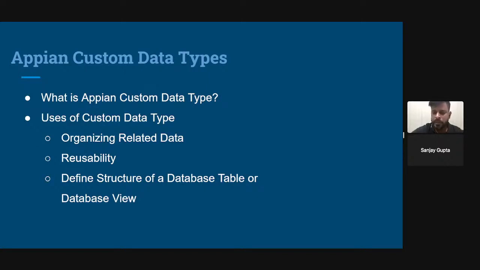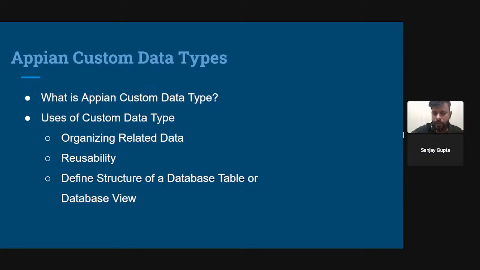So a database table also has multiple data types, right? Suppose I'm creating a database table for employee. An employee table has employee name, which can be text or varchar. Employee ID can be the primary key and an integer, or it can be auto incremented as well. There can be employee salary, which can be a decimal. Okay, so there is a table. To define the structure of a database table, we use CDT in Appian.